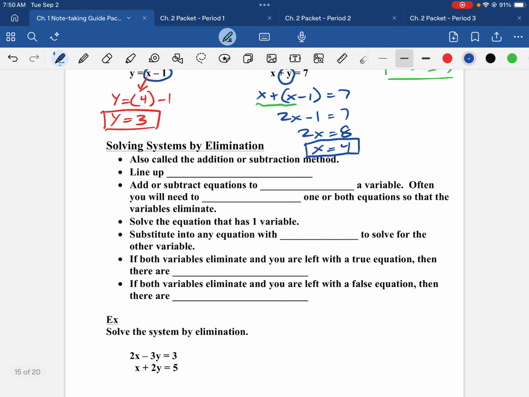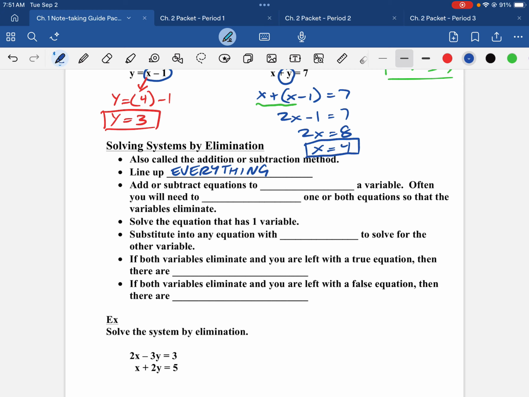There's also elimination, which is also called the addition or subtraction method, because basically what we're going to do is make a big addition or subtraction problem to cancel out one of the variables. What you want to do first is line up everything. So if you look at the example at the bottom of the screen, the x's, the y's, the equal signs, and the constants are all lined up. So this one I don't have to line them up, but if it wasn't lined up, I'd want to rearrange the equations so that I got the x's and everything else lined up.